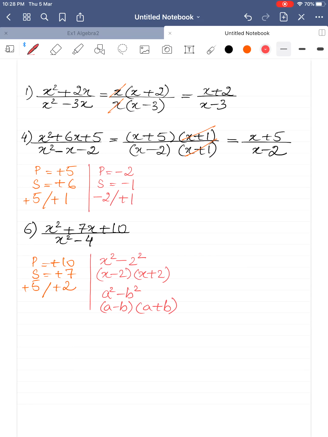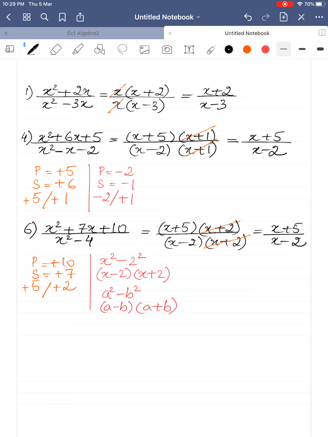Alright, now we will rewrite our fraction as its factors. In the numerator, we have x plus 5 into x plus 2, and in the denominator we have x minus 2 into x plus 2. Clearly we see a common factor which can be cancelled. x plus 2 cancels with x plus 2, and we are left with x plus 5 divided by x minus 2 as a final answer.